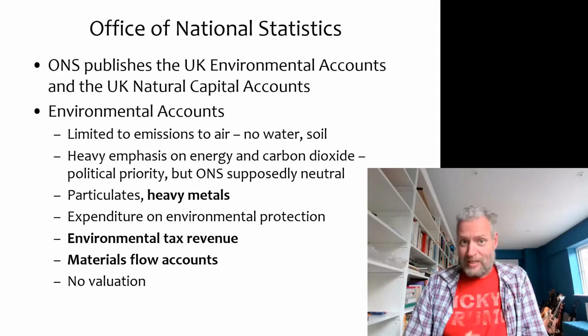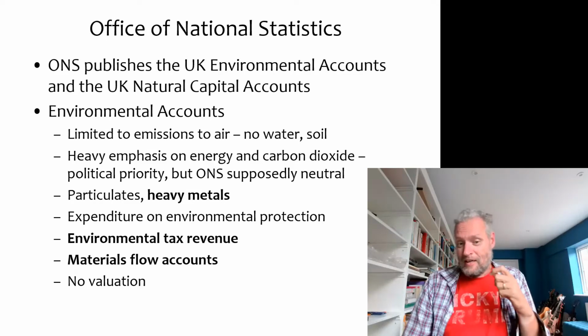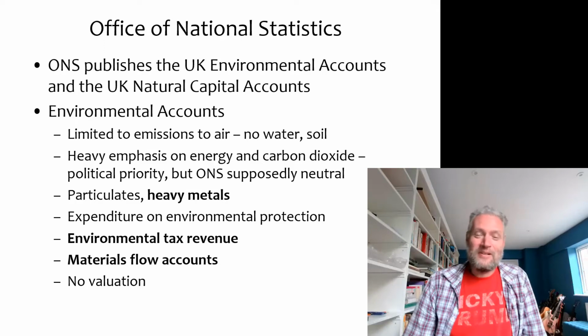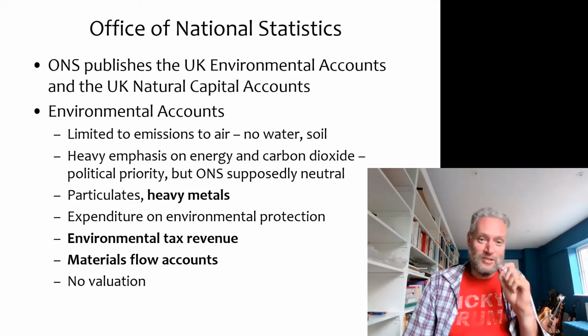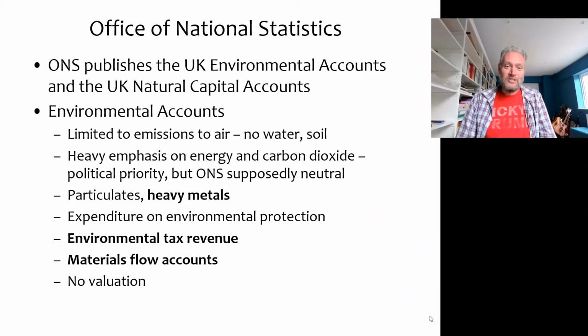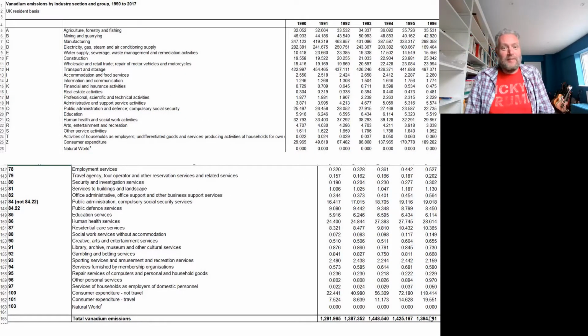I'm going to show you 3 examples of what these things contain. Part examples of what the environmental accounts contain. There is much more. So let's look at the first example. This is vanadium, which is a heavy metal, and essentially what this table tells you is that in the year 1990, 32, I presume this is tons of vanadium were emitted by the economic sector called agriculture.